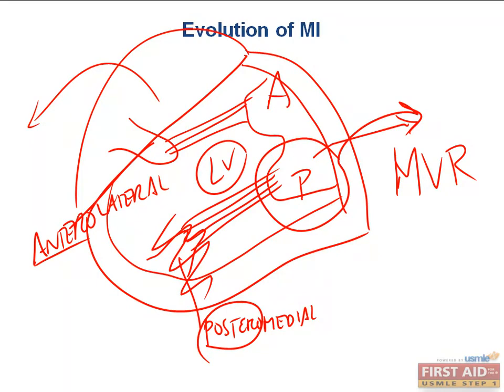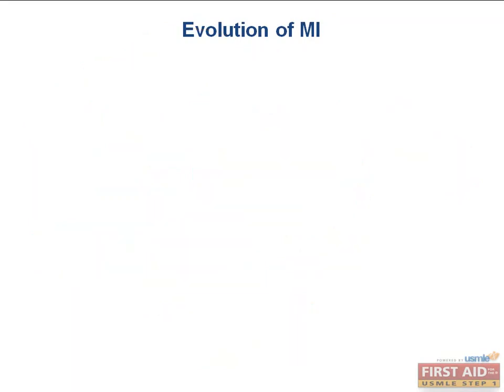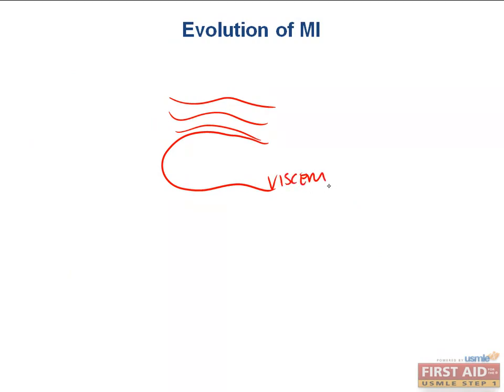Can you name some other potential complications that occur at the 3 to 14 day window after a myocardial infarction? Cardiac tamponade. Why? So let's visualize this again. We have our fibrinous pericardium, and then it reflects over on itself, and this is the visceral layer of the epicardium. Under that is the myocardium. Under that is the endocardium.